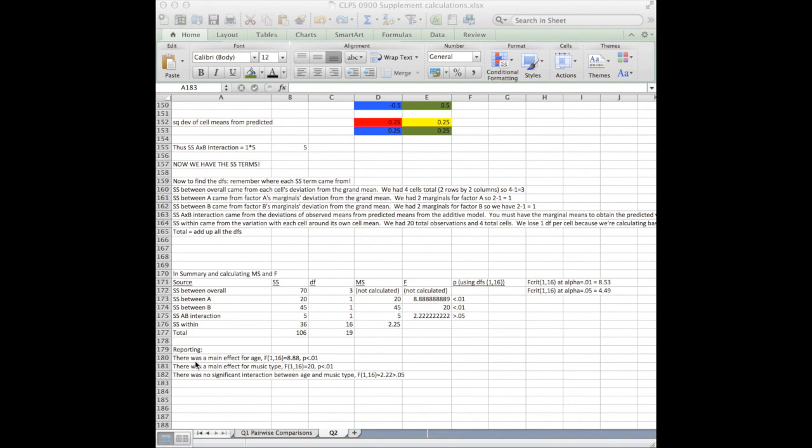And then likewise, we found that factor B was significant. So we would state that there was a main effect for music type and then the typical reporting format. And lastly, we found that there was no significant interaction term. So we would say that there was no significant interaction between age and music type, and just the normal reporting convention here.